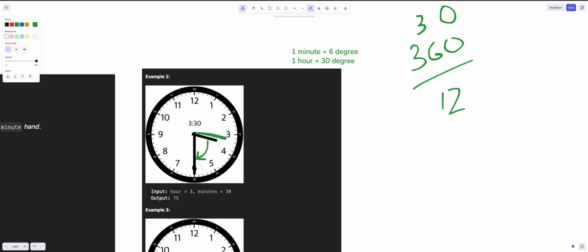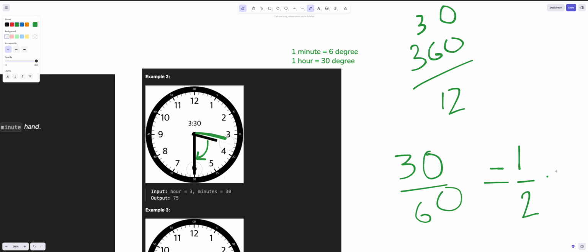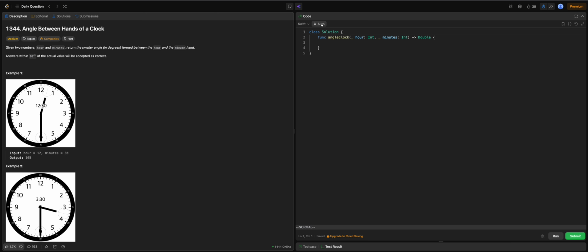What I'm considering is, we have 6 degrees per minute here and 30 degrees per hour here. Every hour is 30 degrees. We need to see how many degrees the hour hand moves for each 60 minutes. That will be 30 degrees per 60 minutes, which is 0.5 per minute. Okay, let's consider 0.5. I think we can start by working on the minute hand first instead of the hour. Let's call it the minute angle.